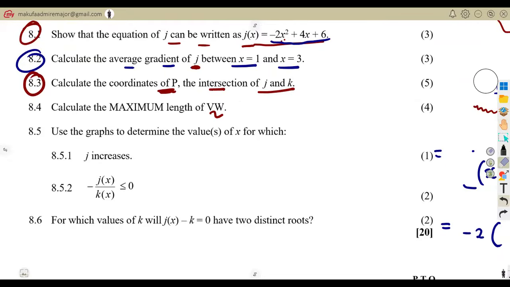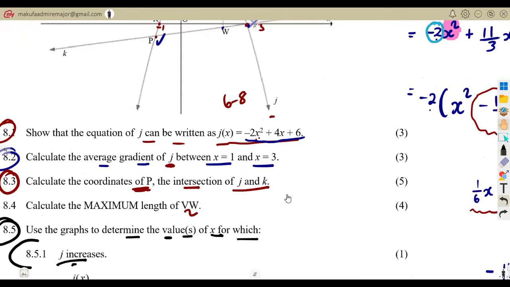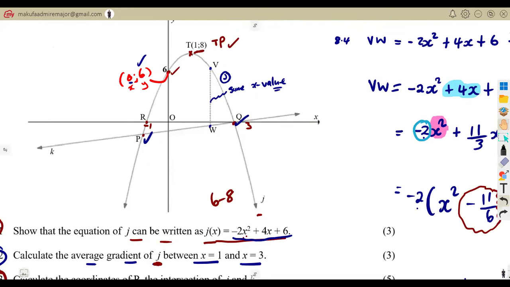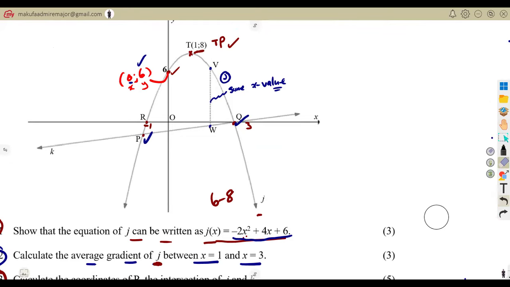Anyways, from that simplification, now they want you to use the graphs to determine the values of x for which j is increasing. We want a condition where j increases. Where are we finding j having an increase? We can see the graph of j here, all right, that's 8.5. Well, let's analyze our graph and see what was happening throughout. This graph, as we are to consider from going up to down, from the x is what? It's 1.